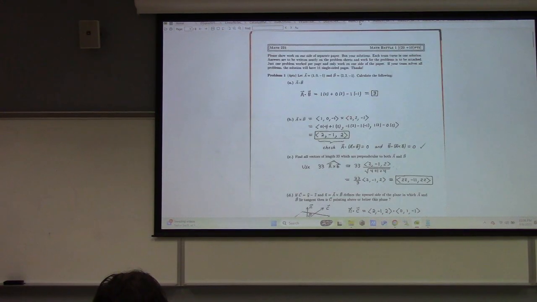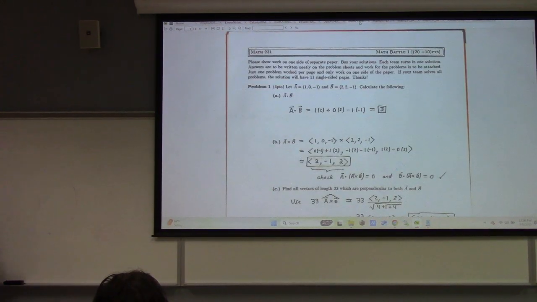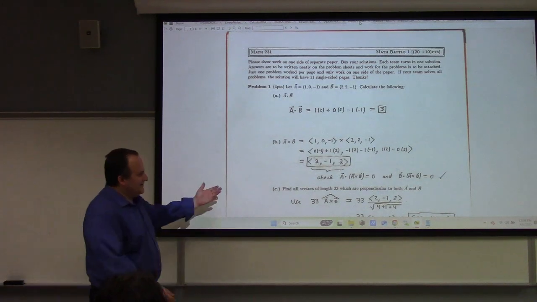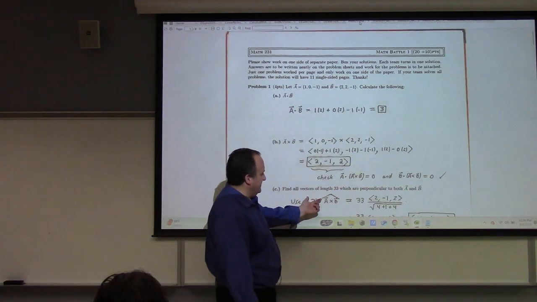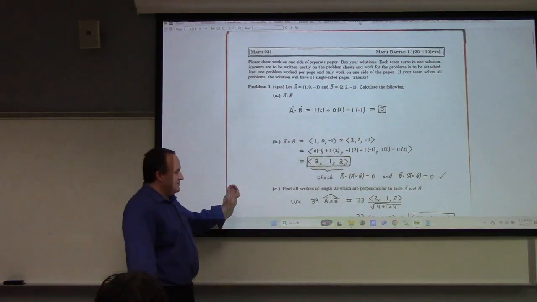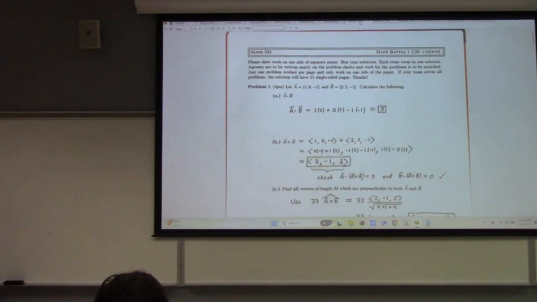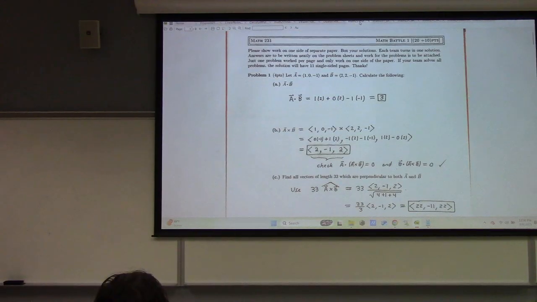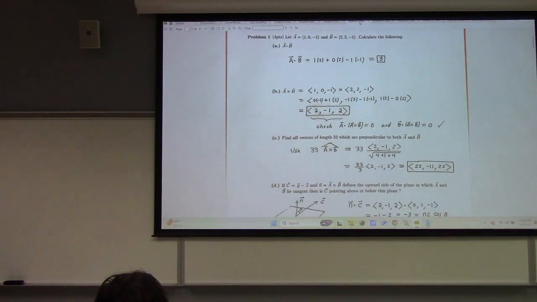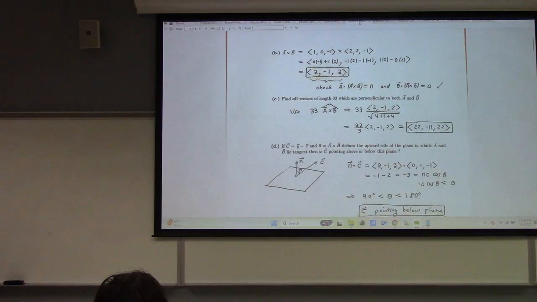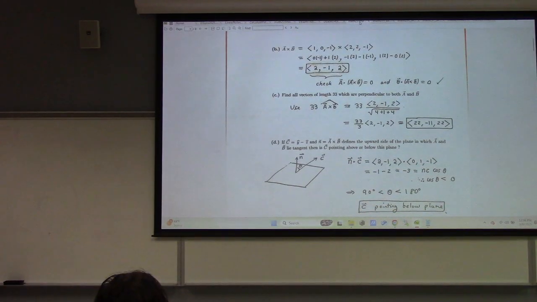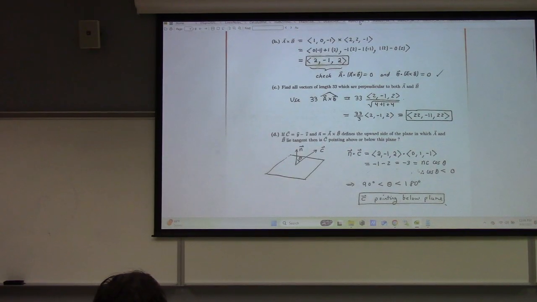I may or may not have time to fix it before your test, but first of all, I said all vectors of length 33, but this is just half of the story, right? Because you could also use plus or minus that, right? So I'm missing something there. C is pointing below the plane because if you take the dot product with the normal, you get a negative value, which suggests that the angle is larger than 90 degrees, which means it's on the opposite side.